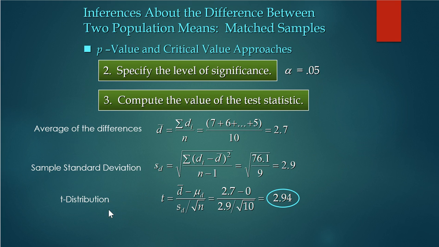And so from the sample standard deviation, we can get to a t distribution. Remember, a t distribution is different than our normal distribution. It has fatter tails, and we use this whenever we do not know a population standard deviation. So since we only have a sample standard deviation, we use our t distribution. Okay, and we get to a t value of 2.94.